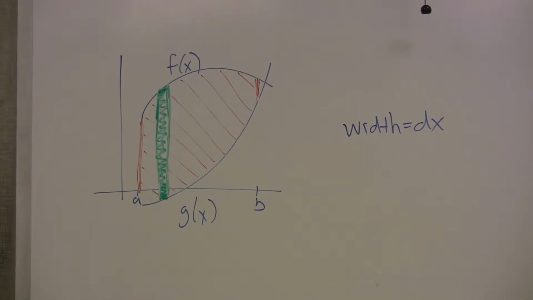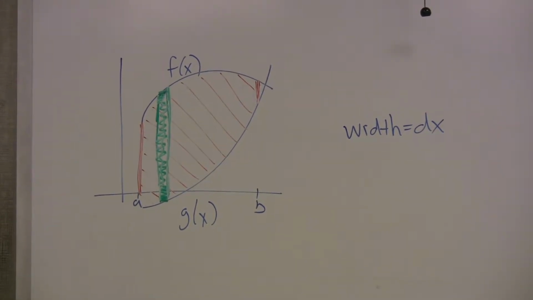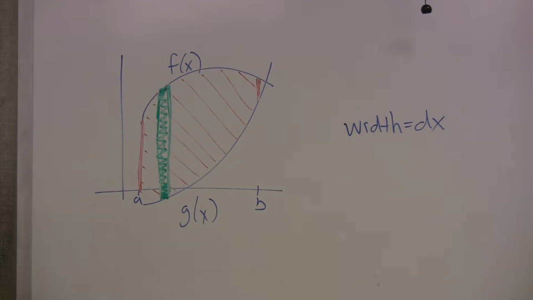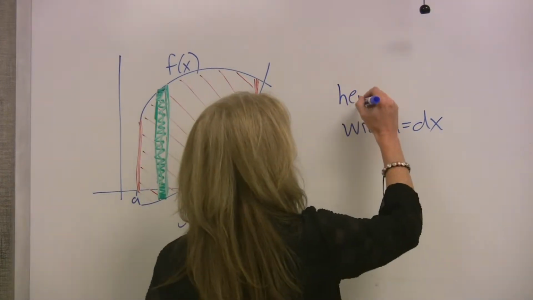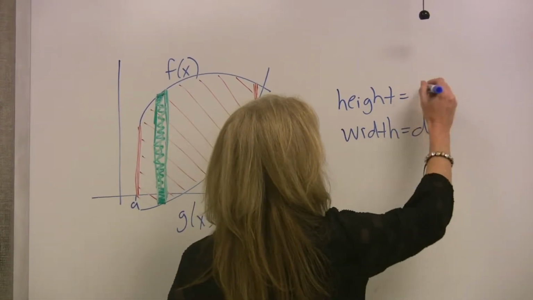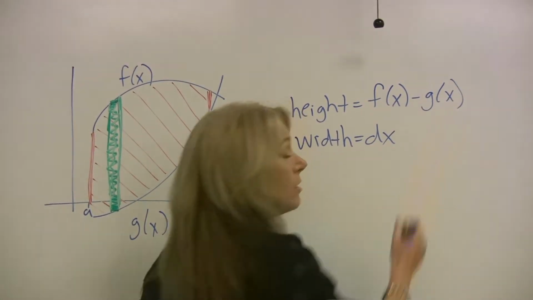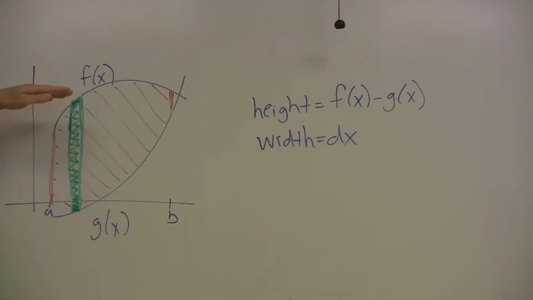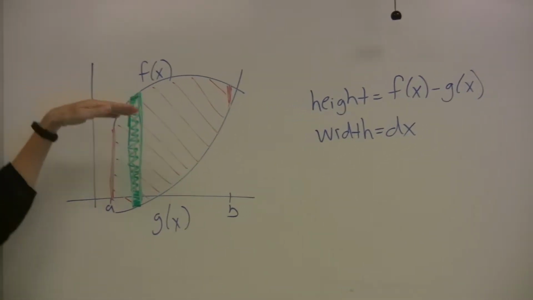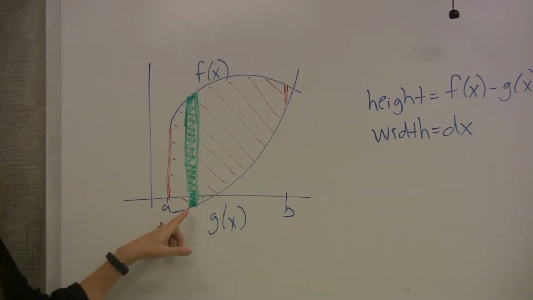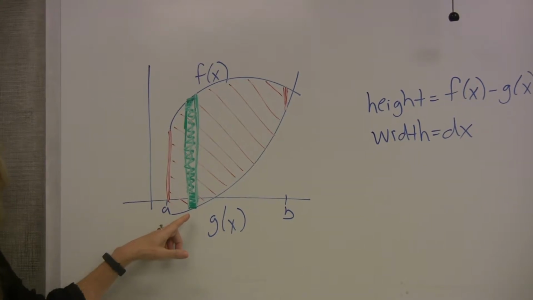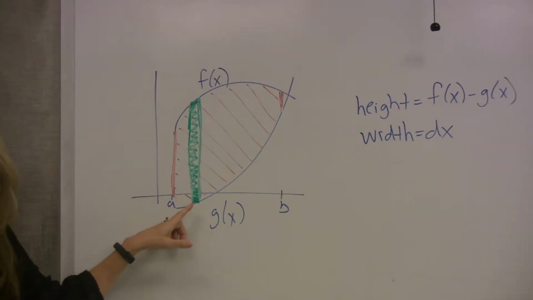What's the height of it? F of x minus... Beautiful. You guys hear that? Height is f of x minus g of x. It's whatever this y value is minus whatever that y value is. Does that make sense, why we're subtracting those?